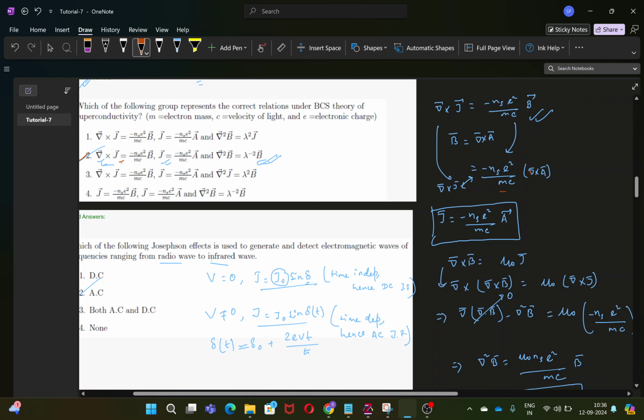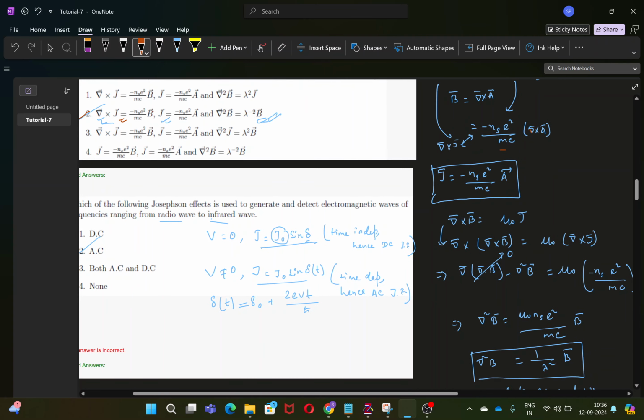First expression is correct, and this is the London's equation, another expression. Then again you can write down and find out what is the value of J directly from here. So both of these equations are verified that curl of J is the London's equation given by this term, and from there if you further derive you will get a J value like this.